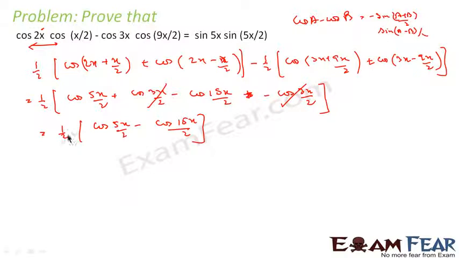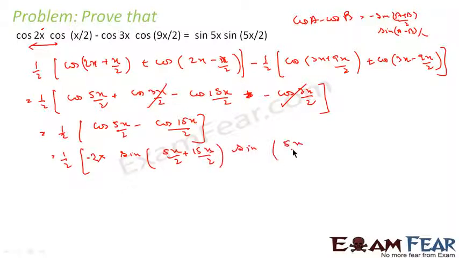So this becomes 1 by 2, I'll take here, 2 into minus 2 into sine of (A plus B) by 2, that is 5x by 2 plus 15x by 2, into sine of (A minus B) by 2, that is 5x by 2 minus 15x by 2. So what you get is, this is cancelled, that is minus of sine of 20x by 2, that is 10x, into sine of 5 minus 15, that is minus 10x by 2, that is minus 5x.